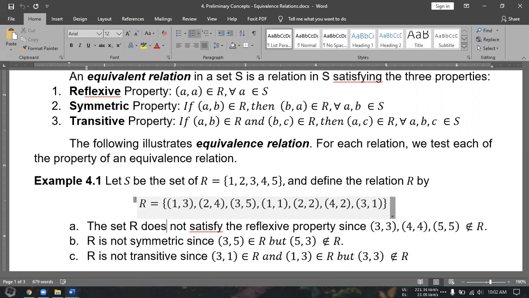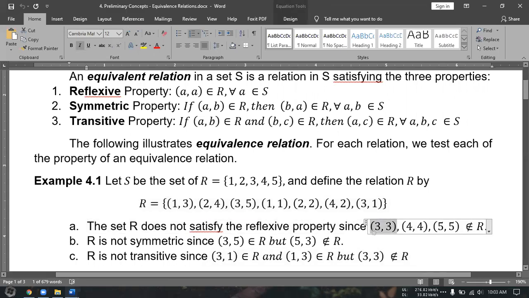Okay. So, example 4.1. The set R does not satisfy the reflexive property. When we say reflexive, an element of S is always related to itself, right? Pero upon observing our relations, there were no relationships of (3, 3), (4, 4), and (5, 5). (3, 3), (4, 4), (5, 5) are not elements of R. Therefore, hindi na siya reflexive.